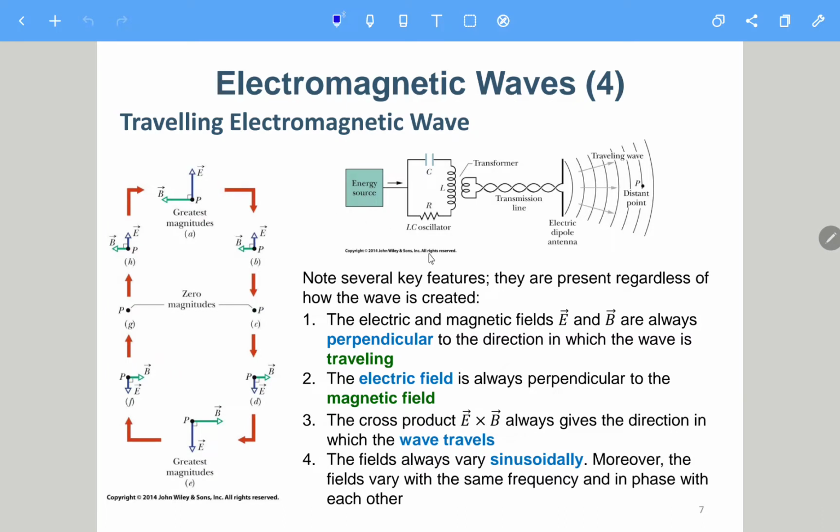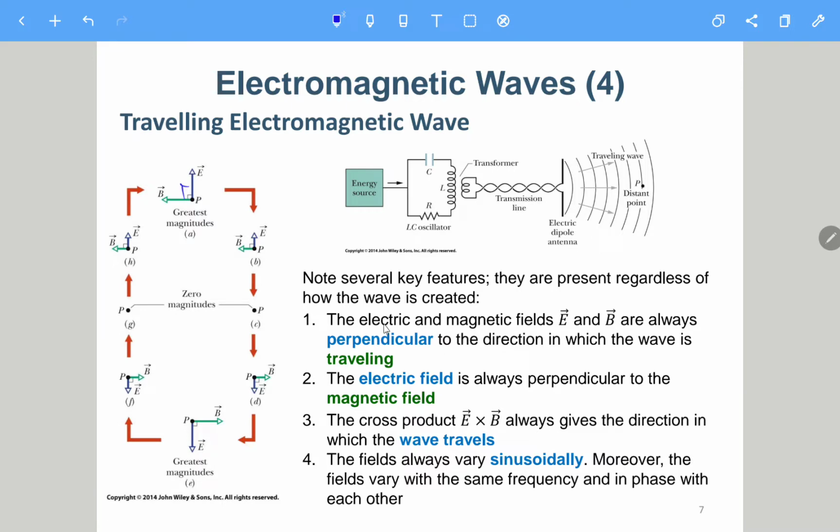Okay, so here are some other observations. Here it says the first one: the electric and magnetic fields E and B are always perpendicular to the direction in which the wave is traveling. So yeah, very trivial. And then the second point is that the E field is always perpendicular to the magnetic field.